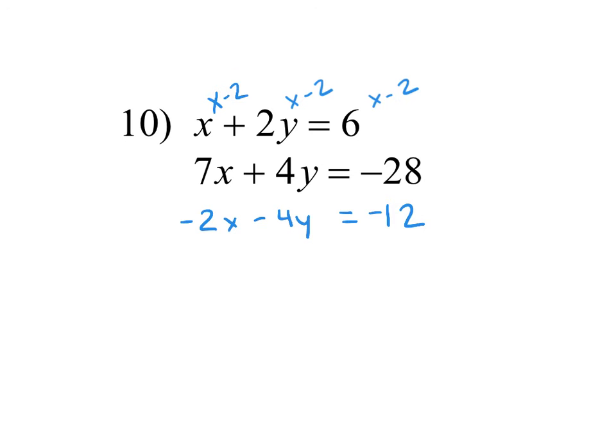Can we combine our two equations now? Yep. So we're just going to add everything together. What is 7x minus 2x? 5x. What happens to our y's? Cancel. And then what is -28 plus -12? They're both negative, so we just add them. -40.